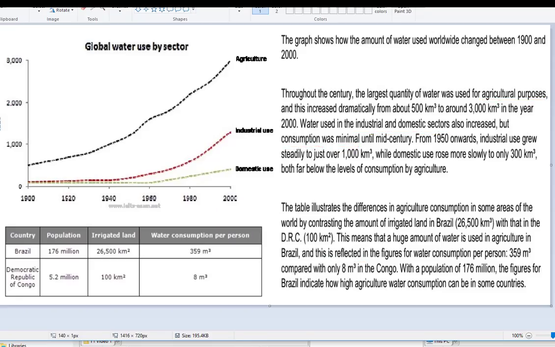And if you look at the grammar being used, a large quantity of water was used, so we have this passive structure. This increased dramatically. Past tense. The water used in another passive structure. Past tense. Rose. Past tense again. It's too bad we don't see any past perfect structures being used.